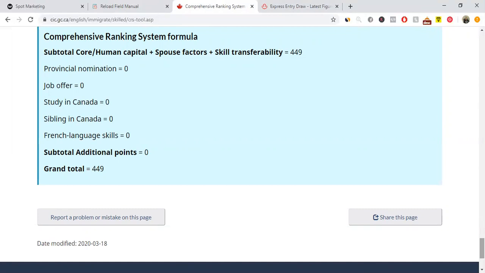So the total point here is now 449. Now, how else can we increase the point of this? How can we take it up to at least a 460 or a 470? Now, there are a lot of things you can do. You've already gotten the highest point, your IELTS. What you now need to look at is yourself and your partner.